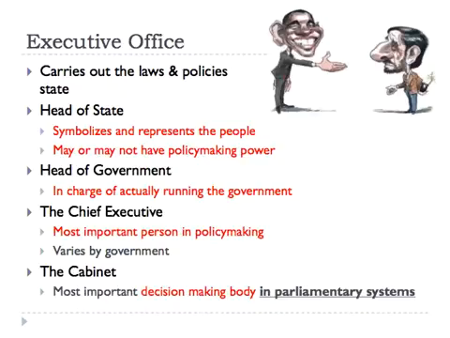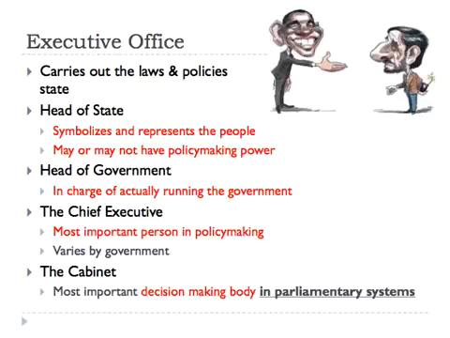Looking at the executive branch, we have some key terms here. It carries out the laws and policies of the state. There's always the head of state, who symbolizes and represents the people and may not have much policy-making power. For example, the President of the United States has all these different roles. Sometimes there are different people carrying out these roles in the executive branch. Then there's the head of government, the person in charge of actually running the government. We'll see how Putin has changed this in Russia and how, whatever his role is, he becomes the most powerful.